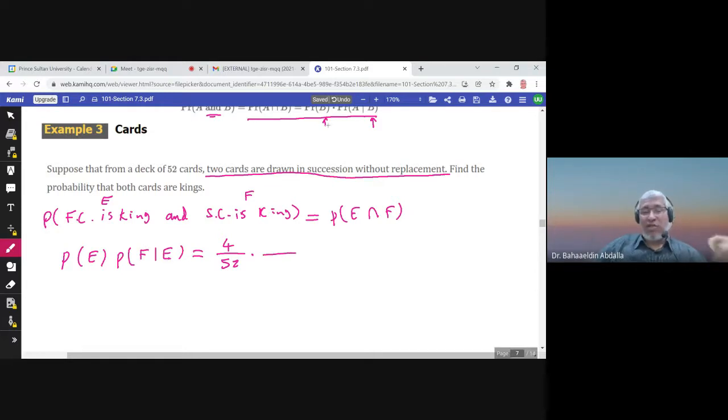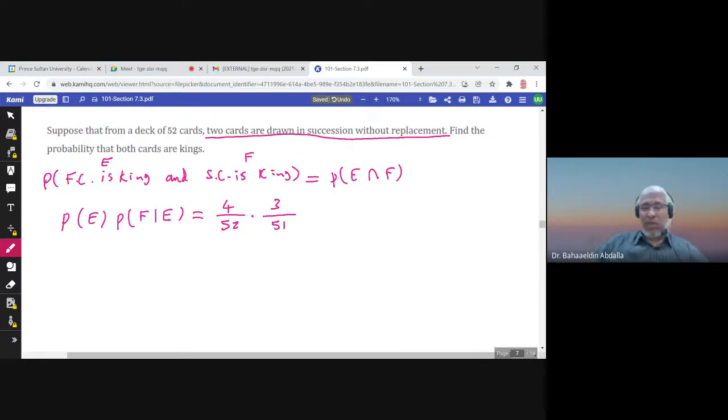How many cards do we have now without replacement? We have 51 because one king has been selected. How many kings are there left? Okay, there are four in the beginning, but I selected one here. So I still have 3 kings. So this would be the answer. This is the probability that both cards are kings.